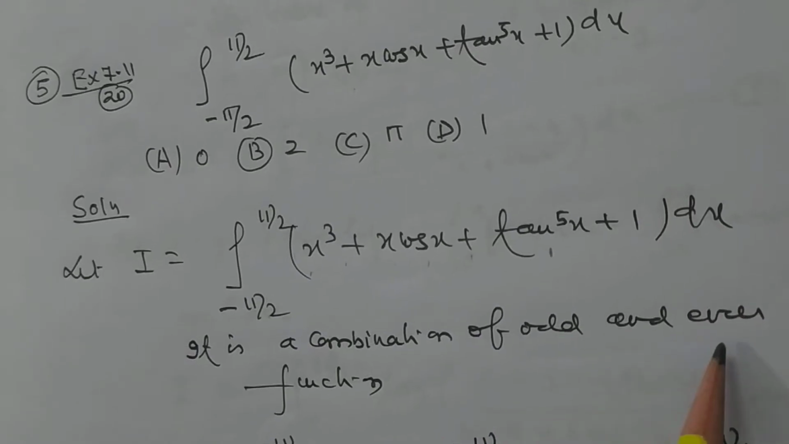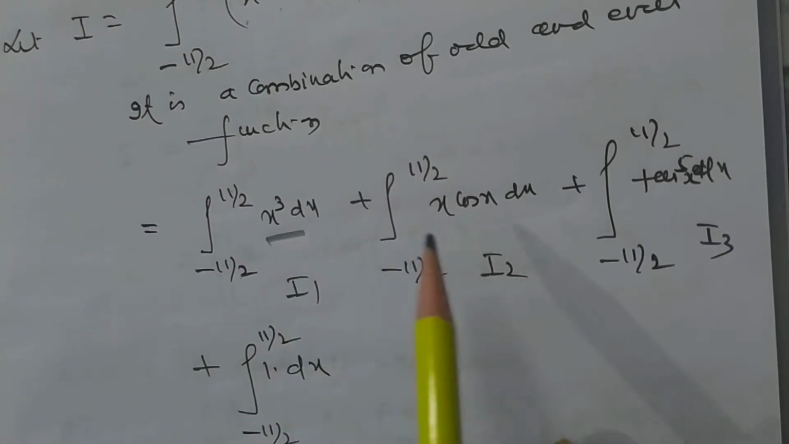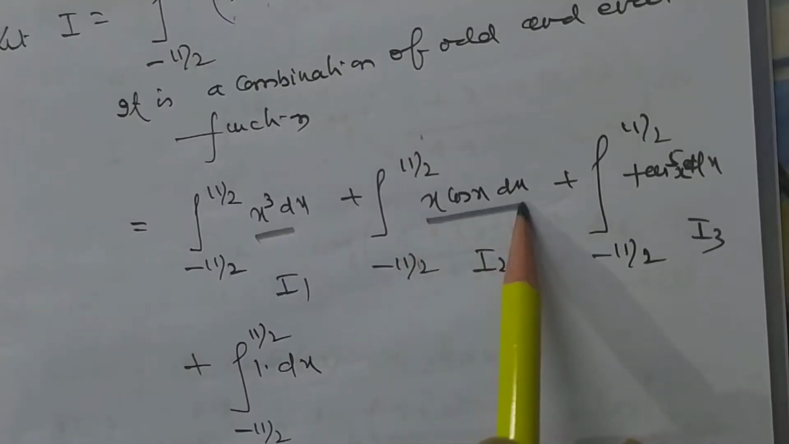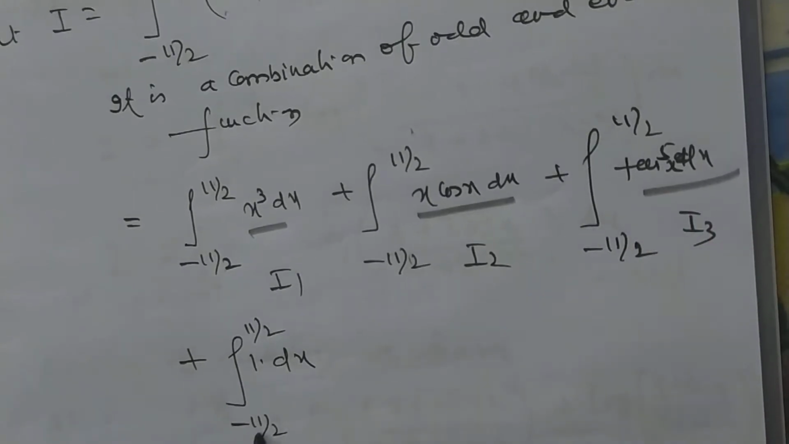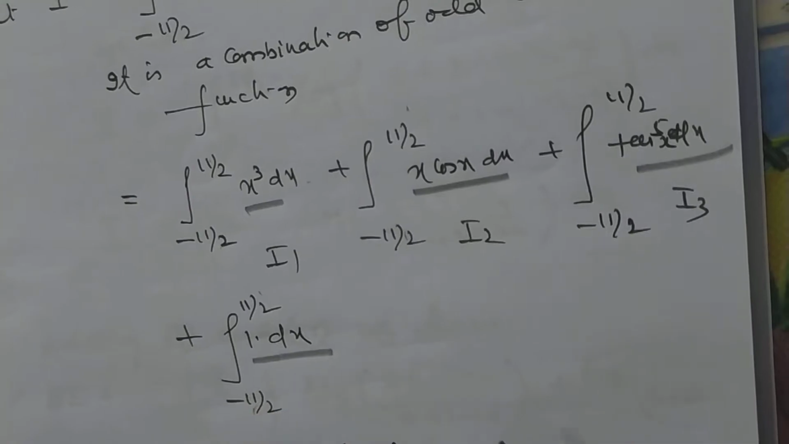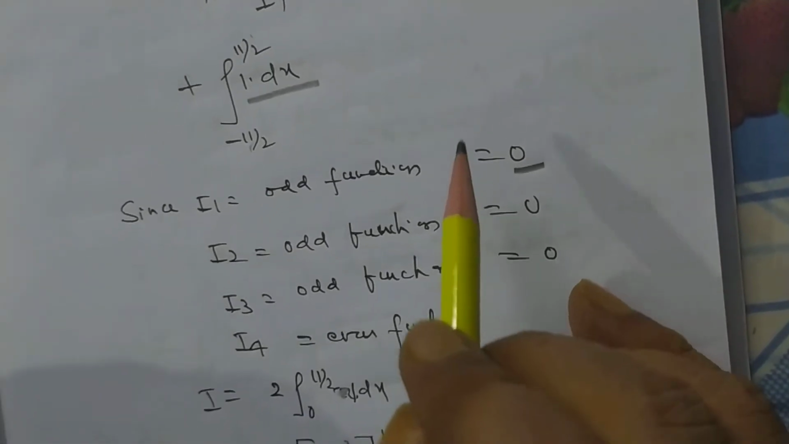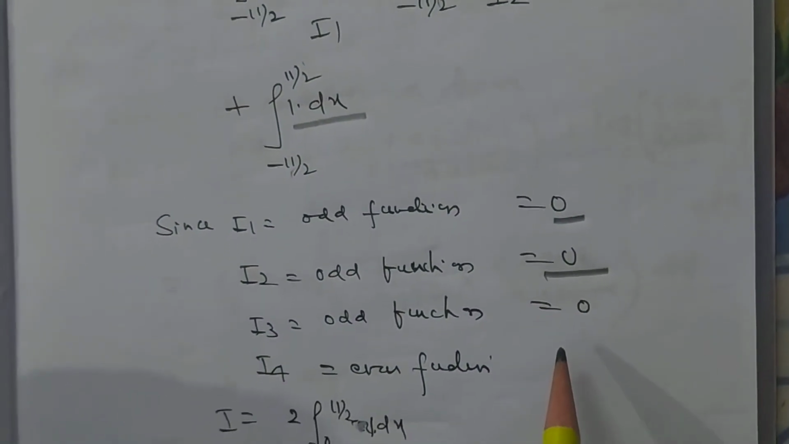It is a combination of odd and even functions. So you write here the integral from minus pi by 2 to pi by 2 of x cube dx, the integral from minus pi by 2 to pi by 2 of x cos x dx, the integral from minus pi by 2 to pi by 2 of tan^5 x dx, and the integral from minus pi by 2 to pi by 2 of 1 into dx. x cube is an odd function, so its integration is 0. x cos x is also an odd function, integration is 0.